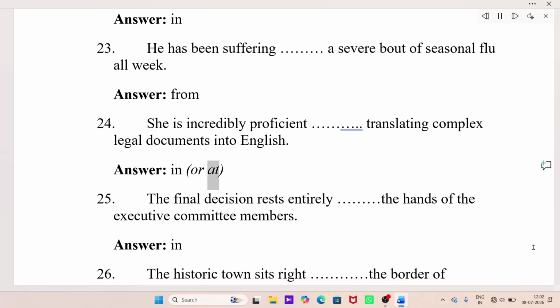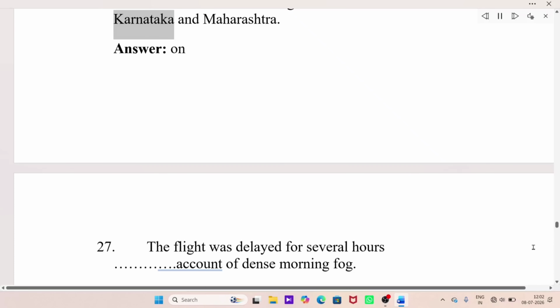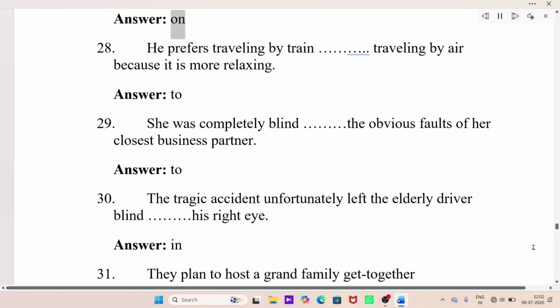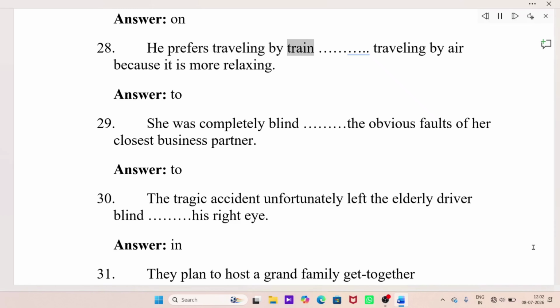Answer: in. The final decision rests entirely ___ the hands of the executive committee members. Answer: in, or it. The historic town sits right ___ the border of Karnataka and Maharashtra. Answer: on. The flight was delayed for several hours ___ account of dense morning fog. Answer: on. He prefers traveling by train ___ traveling by air because it is more relaxing.